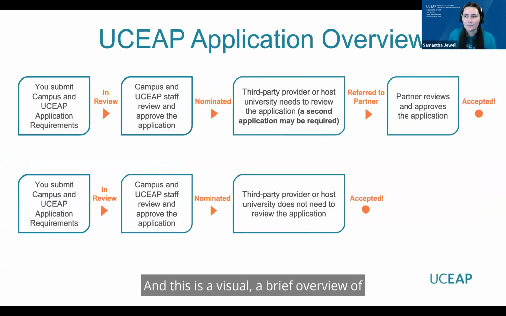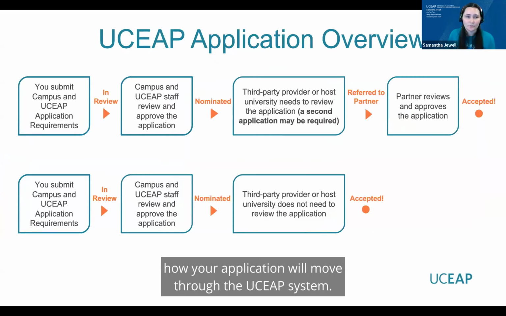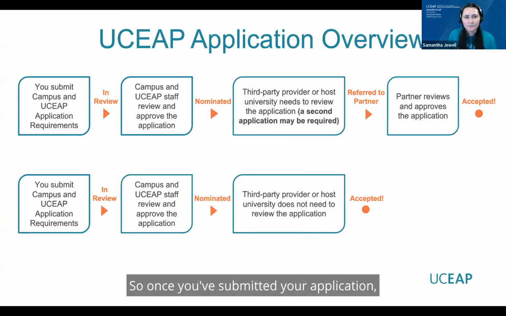And this is a visual, a brief overview of how your application will move through the UCEAP system. So once you've submitted your application, it will be in review, and your campus and UCEAP staff will then review and approve your application. After you've been approved by both campus and UCEAP, you will become nominated.